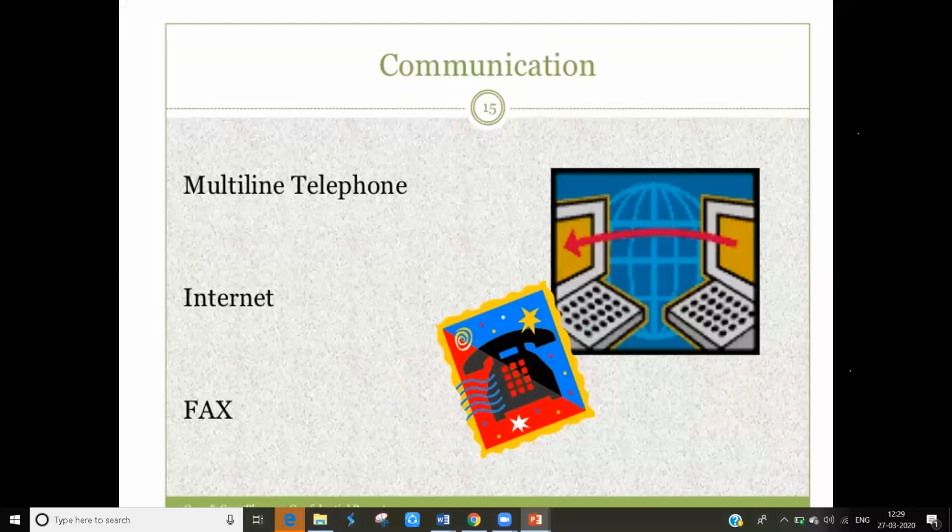Communication, as I told, a multi-line telephone should be there for connecting. The internet and fax should also be there, and all this now becomes a very basic need for communication with the regulatory authority, other departments, and healthcare professionals. This becomes a very important requirement.